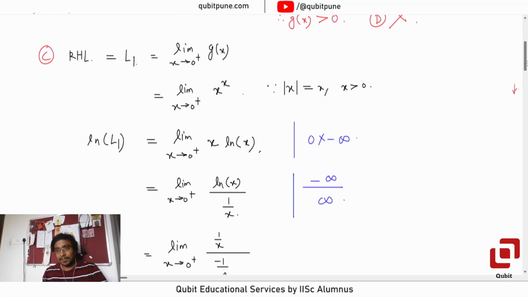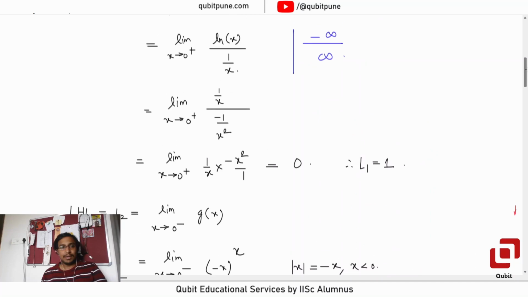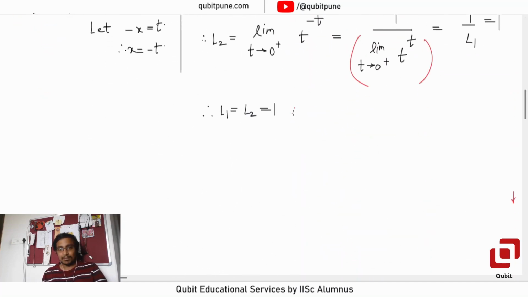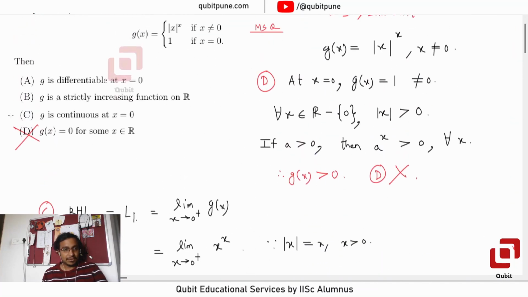Correct? That is L1. And what is L1? 1. So this is also equal to 1. And because L1, L2 and f of 0 are all same, therefore L1, L2, they are both equal to 1. Therefore this option, whichever it is, C, that is right. It is continuous. Okay, C is continuous.